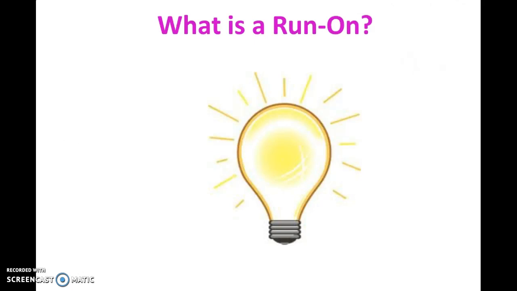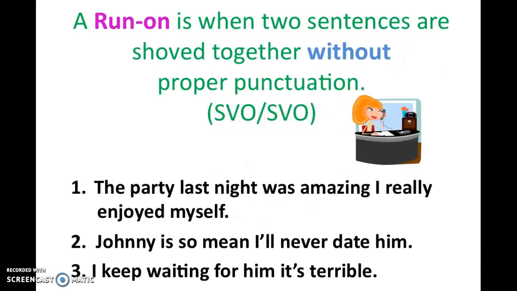So, if those are the 3 parts of a sentence, the question I have for you is, what is a run-on? A run-on is when 2 sentences are shoved together without proper punctuation. So when we say run-on, what we're actually saying is, instead of 1 sentence that's complete, it's 2 sentences that are shoved together. So you have an SVO, subject, verb, object, and then another SVO. So you end up having 2 sentences put together when in fact there should be punctuation in between.